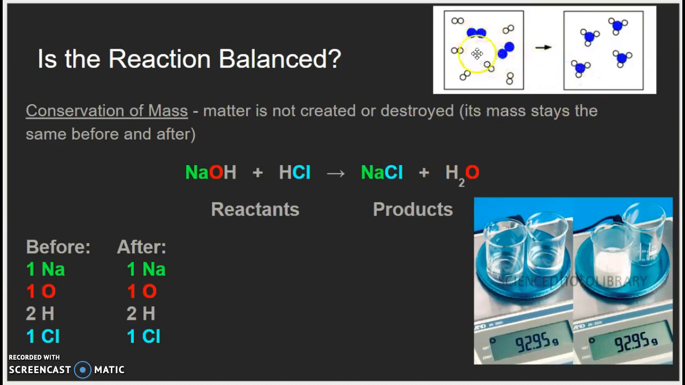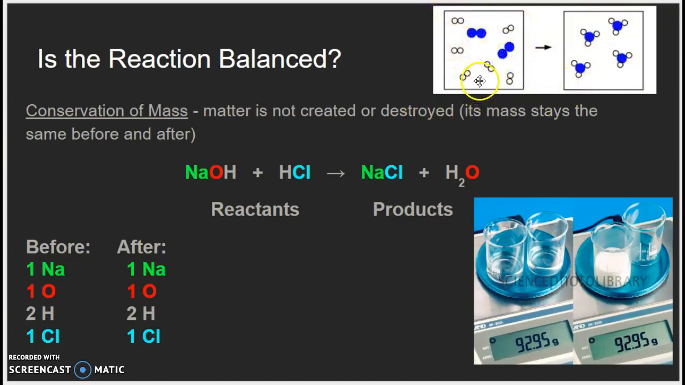So if you look at how many blue circles there are on the left side, there are 4 blue circles, and on the right side there are also 4 blue circles. So that means that the mass coming from the blue circles was conserved. If you were to count all the white circles, you would see the same thing.